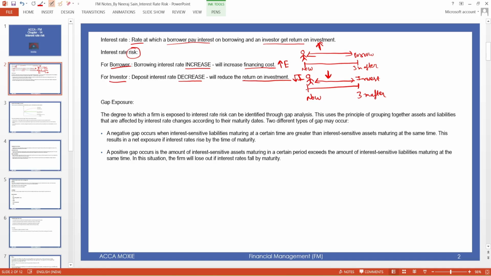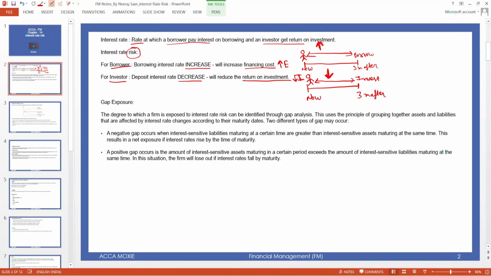If your interest income decreases, then you cannot meet your expense obligations. This is the risk, and that's why you are worried today and want to reduce this risk. How can you reduce this risk? In the third slide, I will explain how we can reduce this risk.